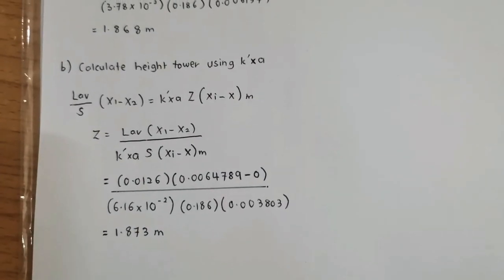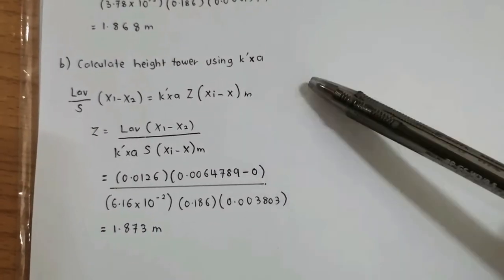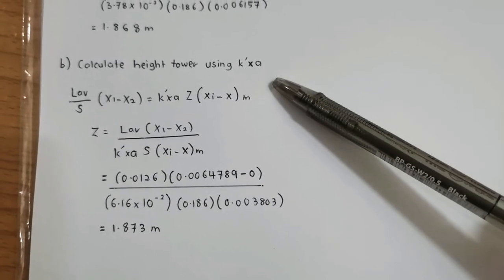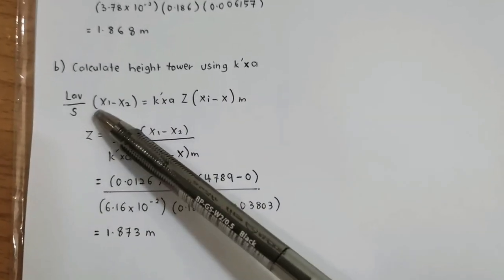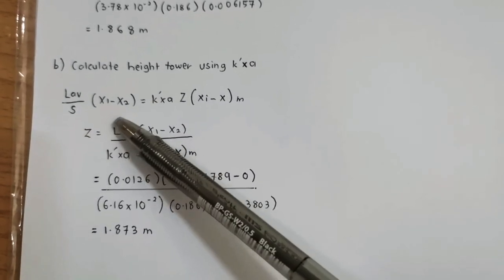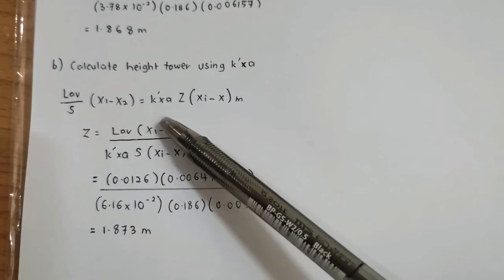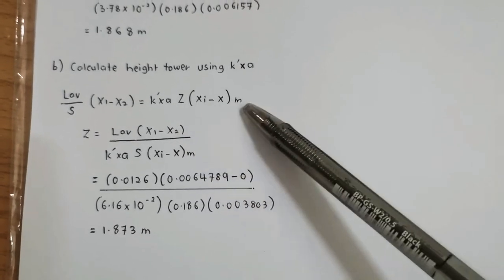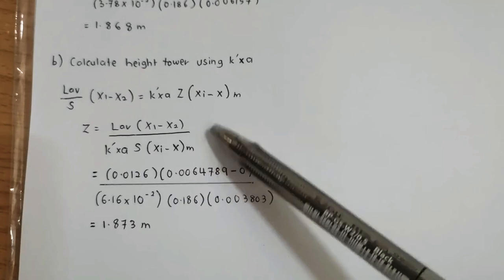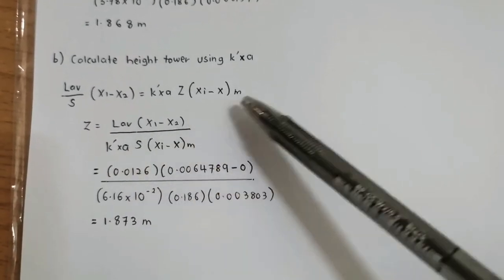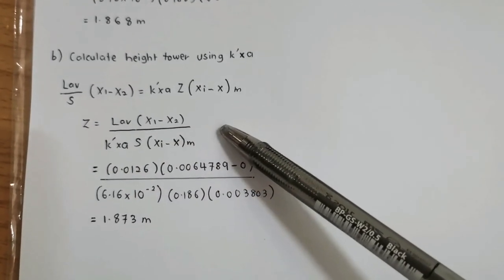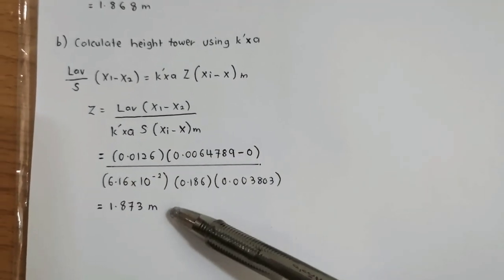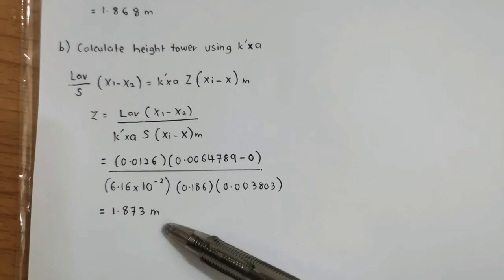Okay, next we want to calculate the tower height using K prime XA. So this is the equation to calculate the tower height using K prime XA. That is L average over S, x1 minus x2 equal to K prime XA Z, Z that we want to calculate, times xi minus x. So we rearrange the equation like this, and just substitute all the information that we've got just now, and the final answer for Z is equal to 1.873 meter.